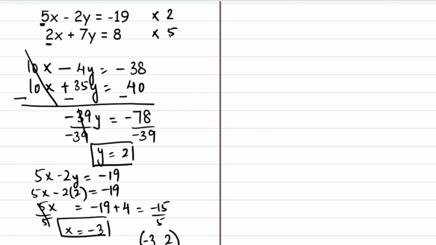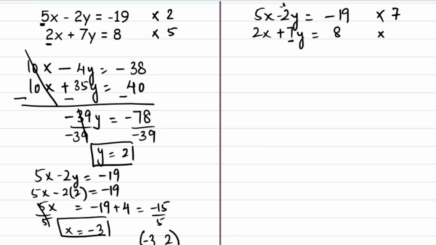On this side, I will make the coefficients of the y variable the same and I will eliminate y first. So let's do it. 5x minus 2y is minus 19 and 2x plus 7y equals 8. Now I'll multiply the first equation with 7 and the second equation with 2.